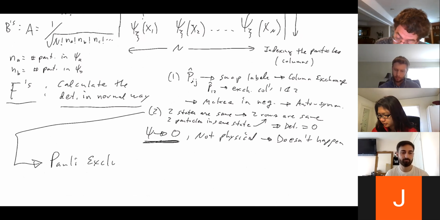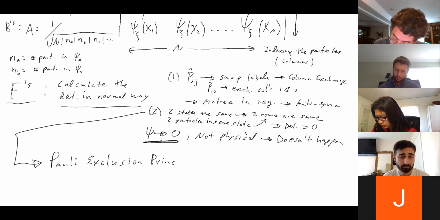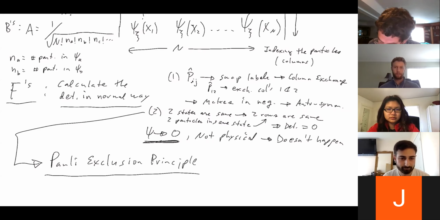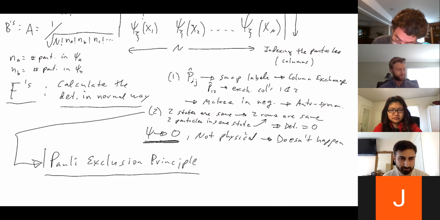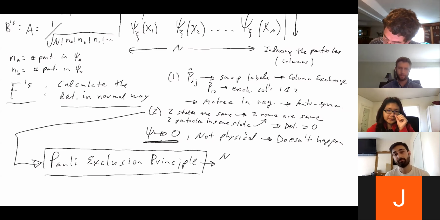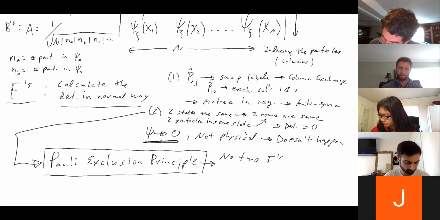And I know that you all have heard of this before. Maybe some of you haven't, and now you're feeling embarrassed, but that's okay. I won't out you. So that is the Pauli exclusion principle, which is that no two fermions can be in the same state. No two fermions in the same state.